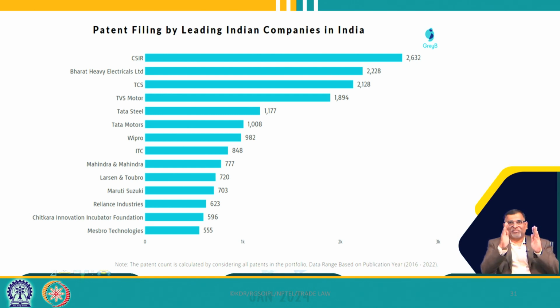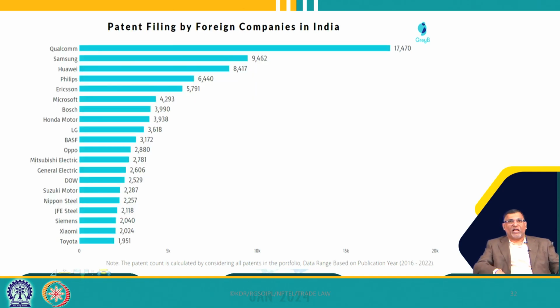So, the number of patents filed by Indian companies is also not very high per year. These are the companies and public institutions; some of the public institutions are going up with speed. And if you look at some of the foreign companies, they are filing in India as our largest market for telecommunication, for example, telecommunication equipment. So, Qualcomm is there, and other telecommunication technologies: Samsung and Huawei, Philips, Ericsson, Microsoft, Bosch.